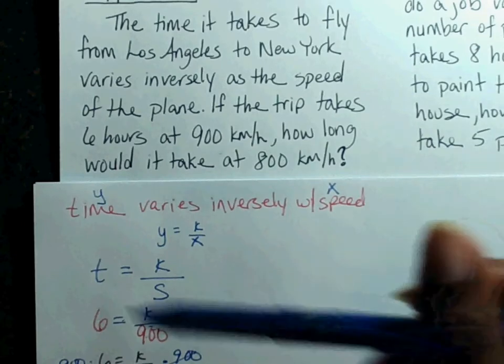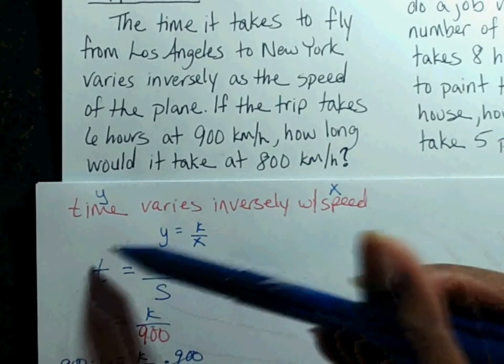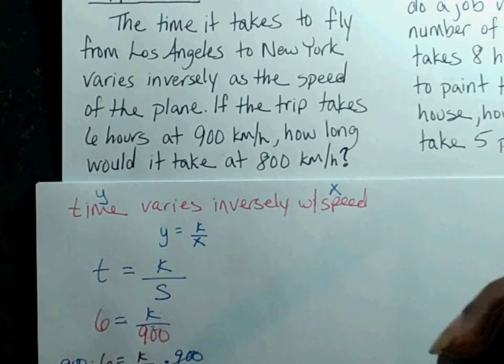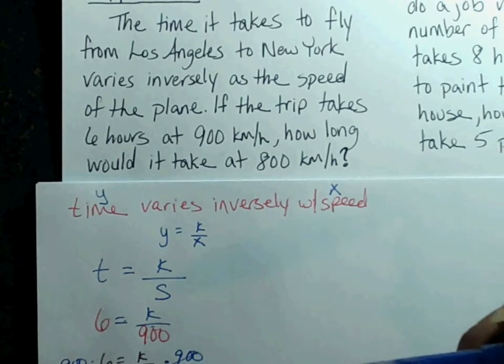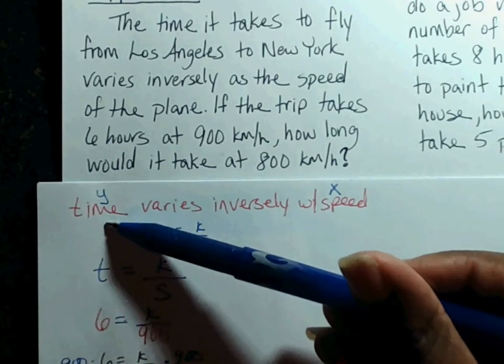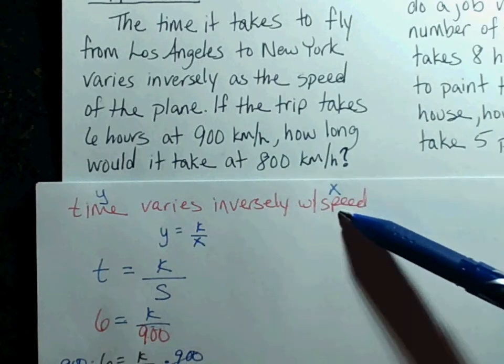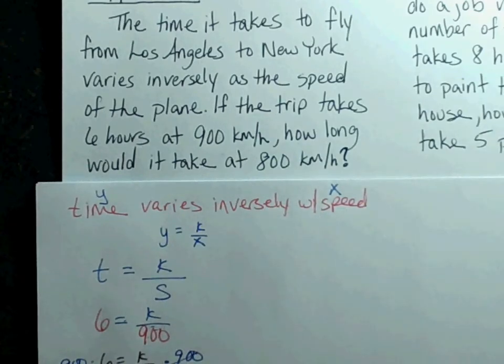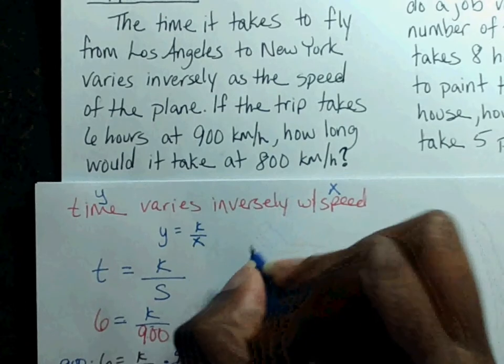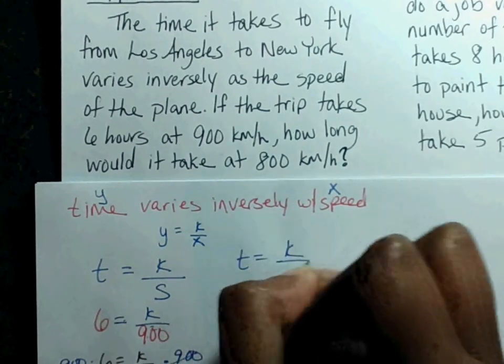What did they tell you? Did they tell you the t or the s? What did they ask you for? The t or the s? Okay, they said how long would it take. So they're asking me for the time, and they told me the speed was 800. Alright, so I'm going to write the formula down. t equals k over s.